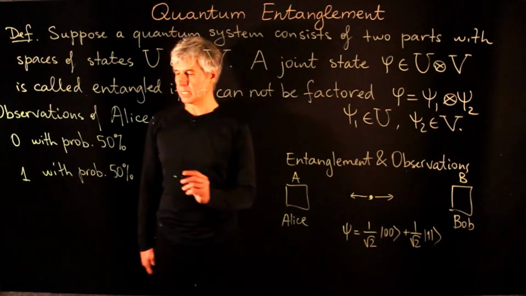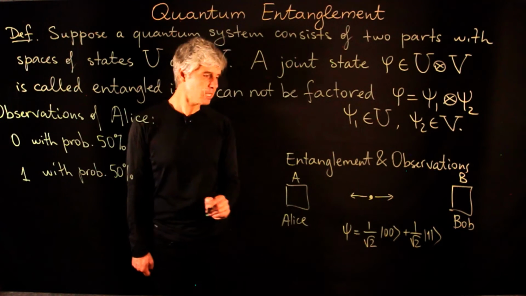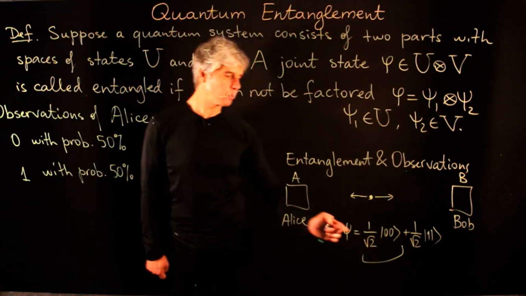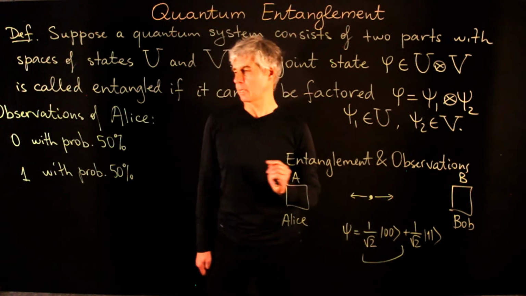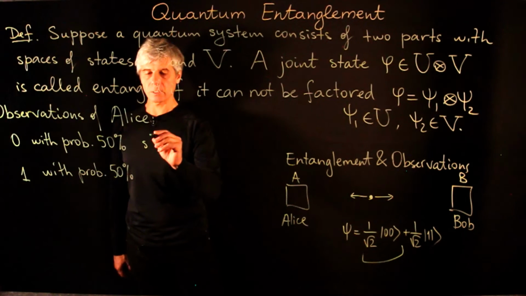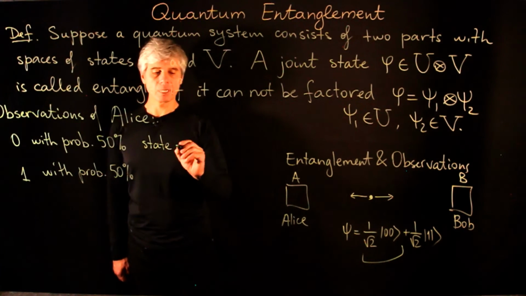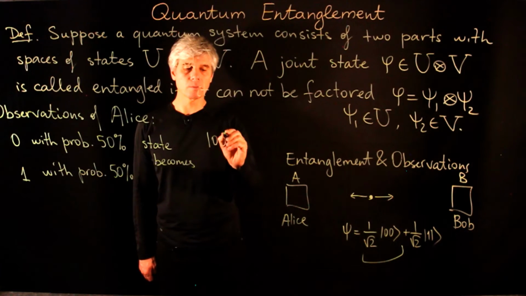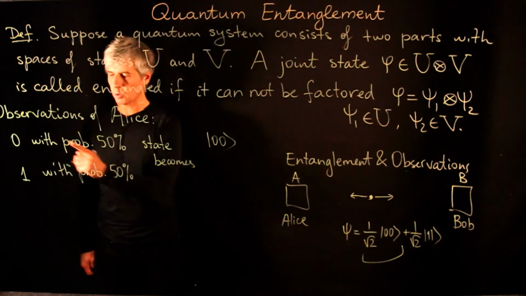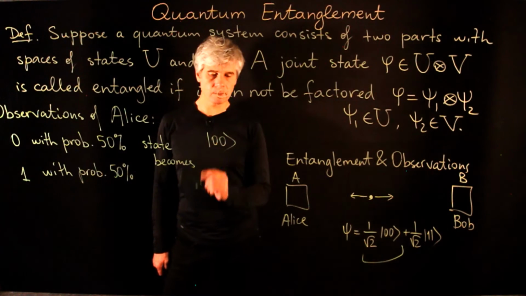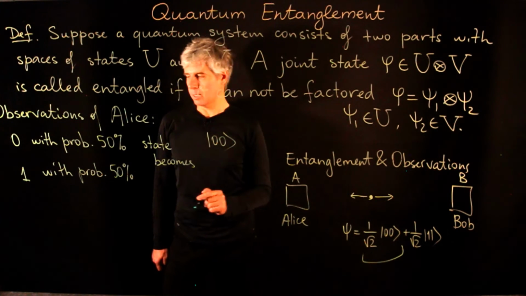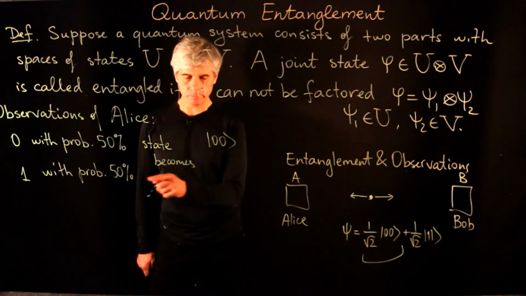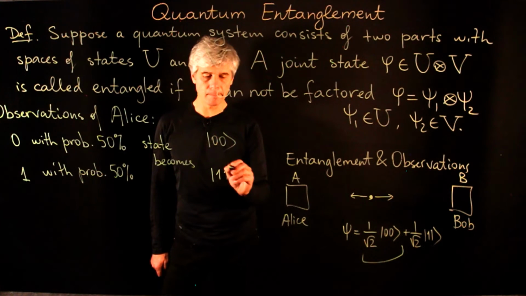So here we see that if Alice observes 0, then the state will collapse to the renormalized state corresponding to the first part. So this means that the new state becomes here just 0, 0. Right? So if Alice observes 0, then the state projects to this state. And if Alice observes 1, then the quantum state will collapse to 1, 1.